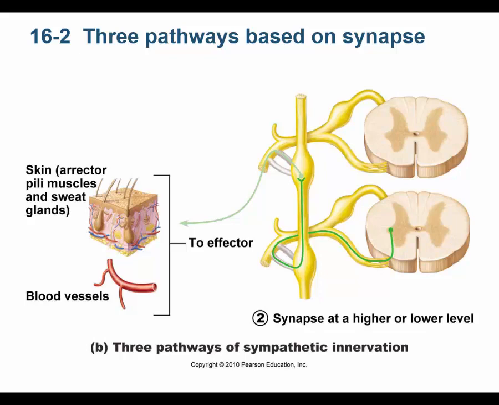This is still a spinal nerve route, but this is showing you something different. It's showing you that you don't have to stay at the same level. You could enter through, say, T4, travel upward, and exit through T3. You could do that, so you don't have to stay at the same level.